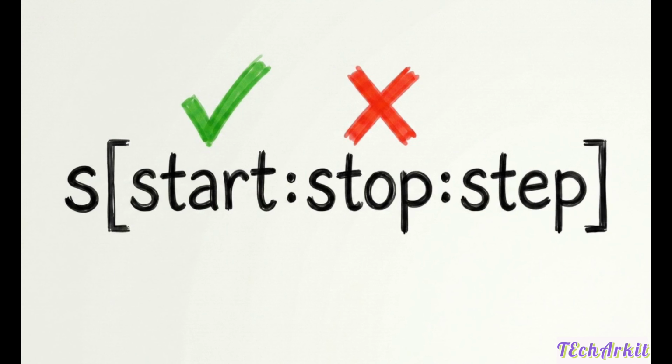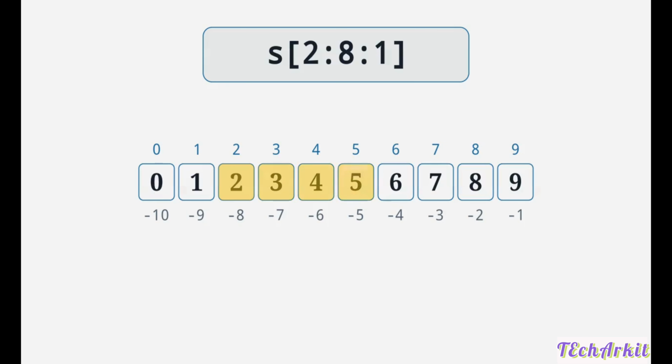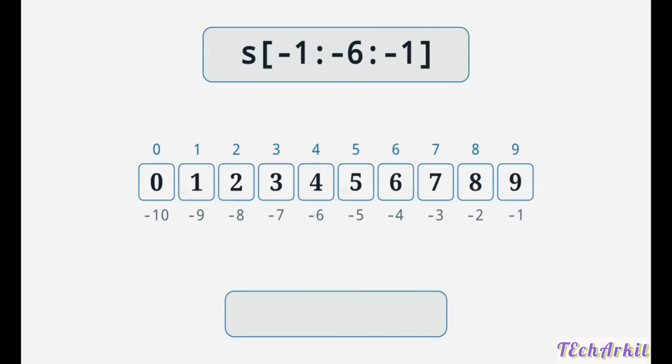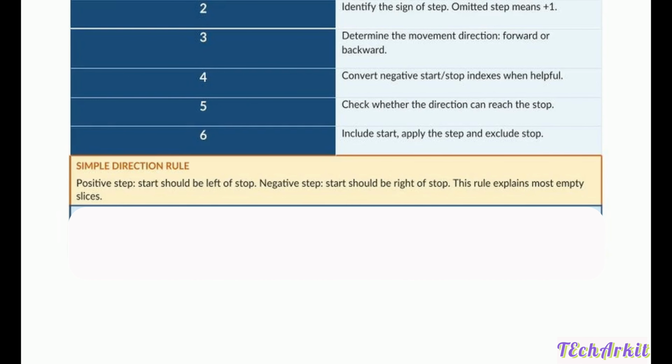and movement direction. For S[2:8], begin at index 2 and move forward, stopping before index 8 to get 2, 3, 4, 5, 6, 7. Omitting the step defaults to +1. Changing the sign reverses direction. In S[-1:-6:-1], Python starts at the far right and steps backward, halting before -6.